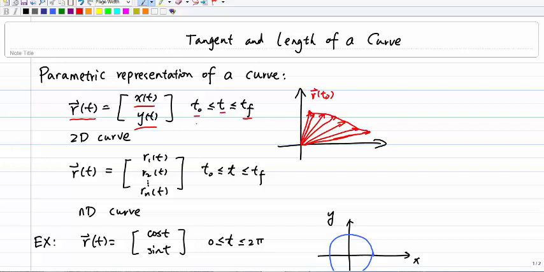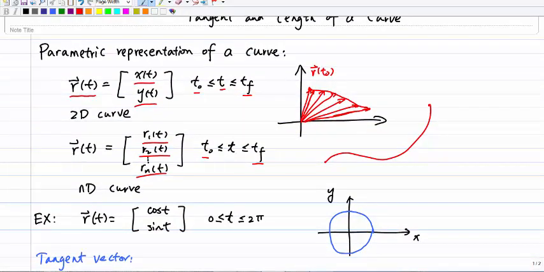Apparently this is not unique. You can have many ways to represent the curve in a parametric form. This is for 2D, and you can also extend it to the high dimensional case, an n-dimensional curve, which means I have r sub t, which is r1(t), r2(t), up to rn(t). These are all scalar functions of t, and when you let t move from t0 to tf, it will create a curve, maybe in a high dimensional case, not just in a low dimensional case.